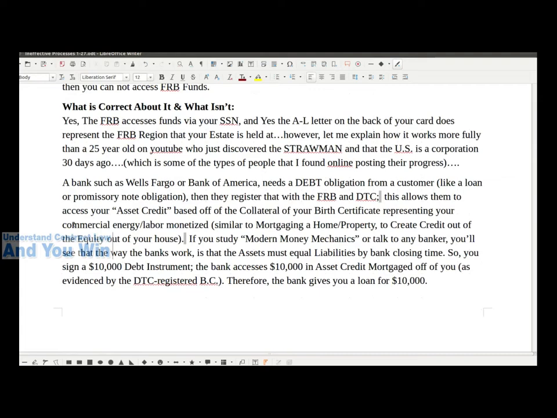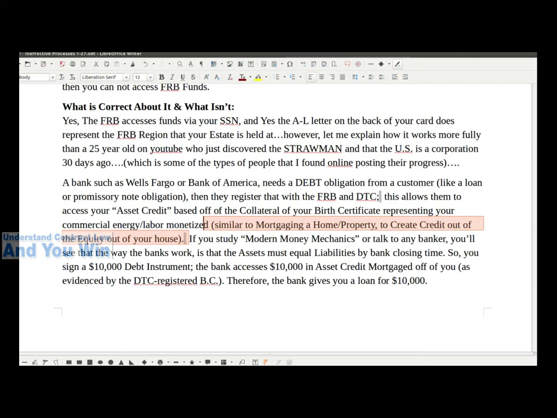A bank such as Wells Fargo or Bank of America needs a debt obligation from a customer, like a loan or promissory note obligation. Then they register that with the Federal Reserve Bank and the DTC. This allows them to access your asset credit based off the collateral of your birth certificate, representing your commercial energy labor, mortgaged or monetized, similar to mortgaging a home or property to create credit out of the equity of your house. So this is kind of how money is created off of mortgaging assets.